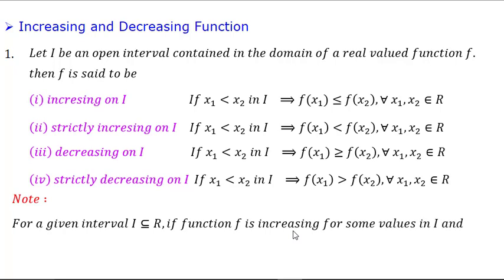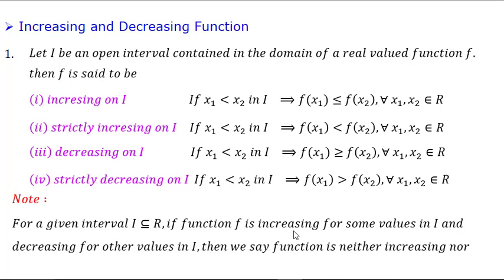We have to make a note here: for a given interval I, which is a subset of real numbers, if a function f is increasing for some values in I and decreasing for some other values in I, then we say the function is neither increasing nor decreasing. So for a function which is sometimes increasing, sometimes decreasing, in that interval we define that function as neither increasing nor decreasing.